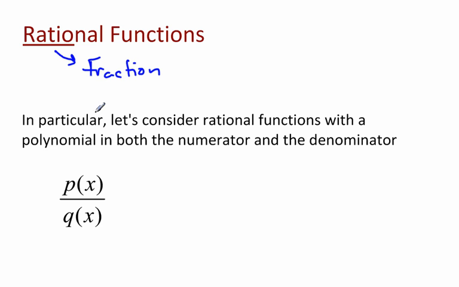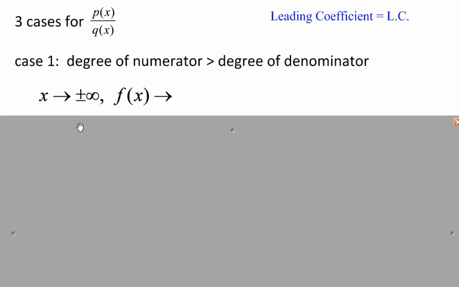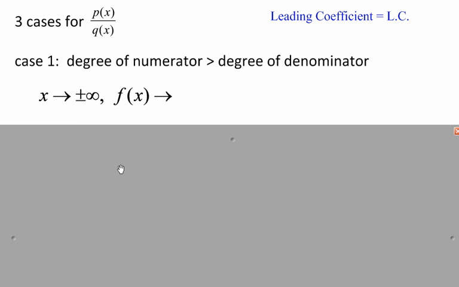In particular, though, we're going to be looking at the rational functions where we have a polynomial both in the numerator and the denominator, and our favorite names for these polynomials are p of x over q of x. Now when we consider these, there are three very distinct cases. In our first case, the degree of the numerator is greater than the degree of the denominator.